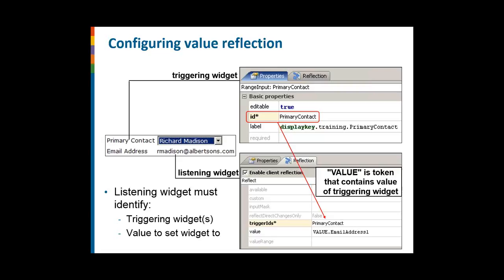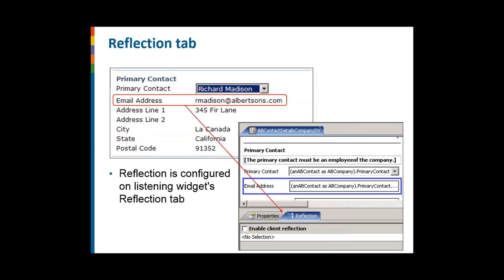ID, in this case, will be used, not the value. So here the ID will be primary contact in this case. So in the listening widget's triggering ID, we will be giving the primary contact. And for value, we want to display the email address in the listening widget. So here, if I choose the primary contact, the email address related to that contact should be displayed. So how exactly can I do that?